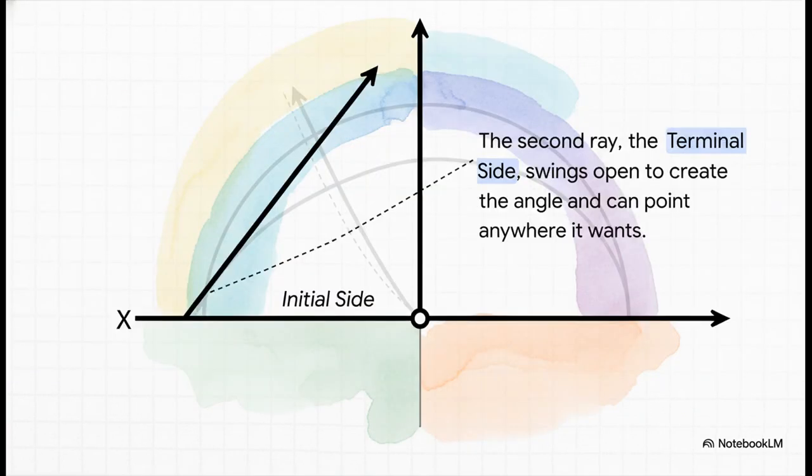So, once that starting line is locked in place, the second arm of the angle, we call that one the terminal side. That's the one that gets to have all the fun. It's free to rotate anywhere it wants. How far it swings open and where it finally lands, that's what tells us the angle's measurement and which of the four quadrants it ends up in.